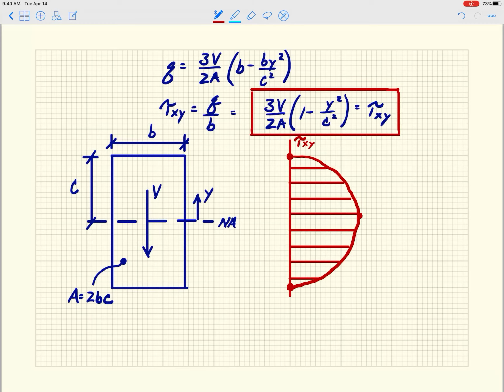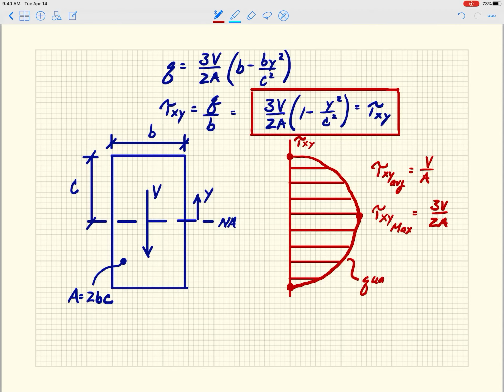And where this is at mid height of the cross section, that's tau xy max, and that is 3v over 2a. Right? And we could also say that tau xy average is just v over a. So that is our average shear stress, because the total shear force, V, has to be spread throughout the entire cross section A. So the average has to be V over A.